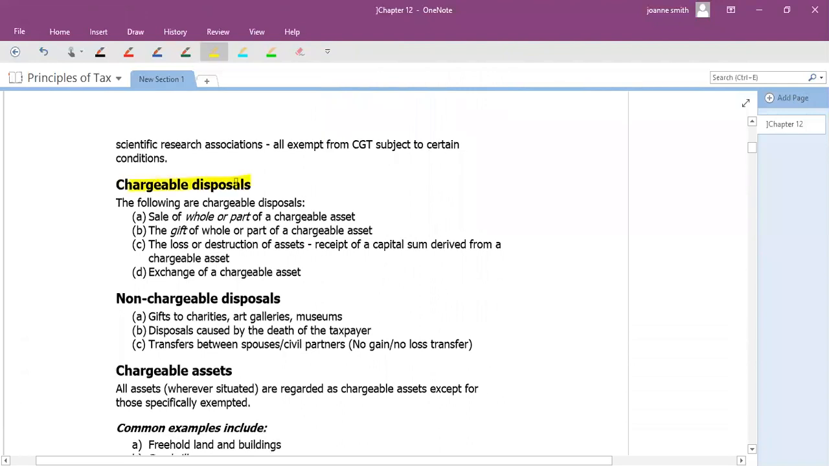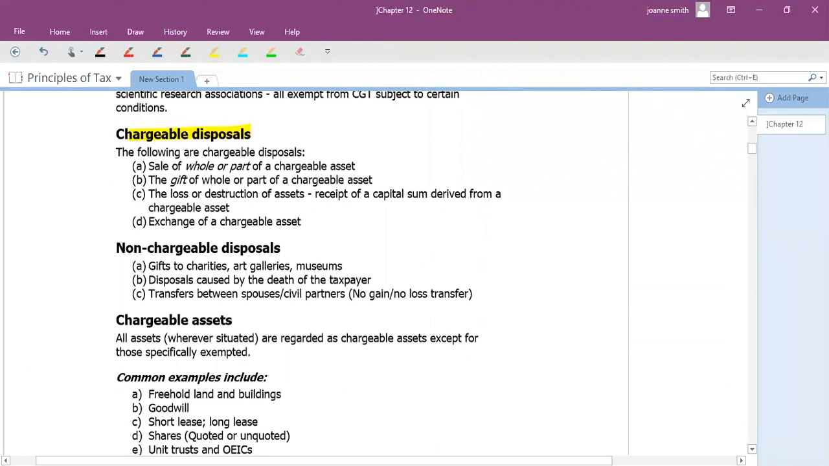What is a chargeable disposal? Well, there are a number of situations that can create a chargeable disposal. The main one is selling all or part of an asset. And you might think, well, how can I sell part of an asset? Well, part of an asset could be a piece of land. You might buy, say, 20 acres of land and you just want to sell, say, 2 acres. And you can't just say, oh, well, it's 2 out of the proportionate total, because all the land might have different values depending on where it's positioned, etc.